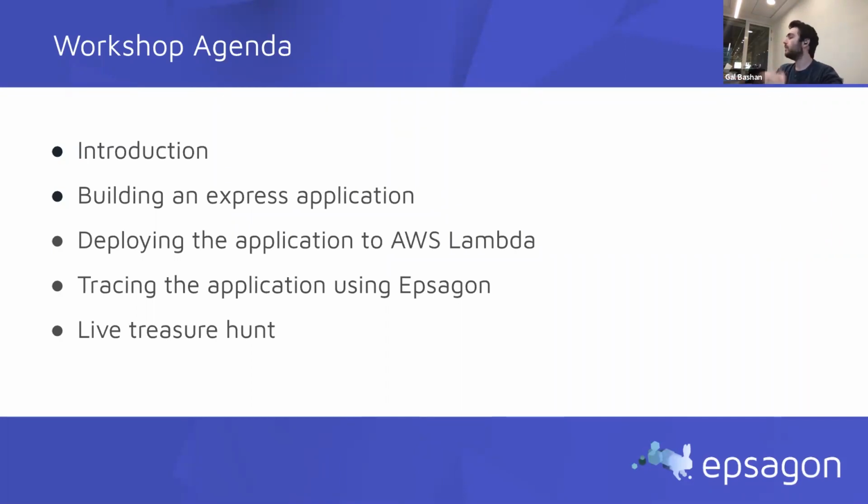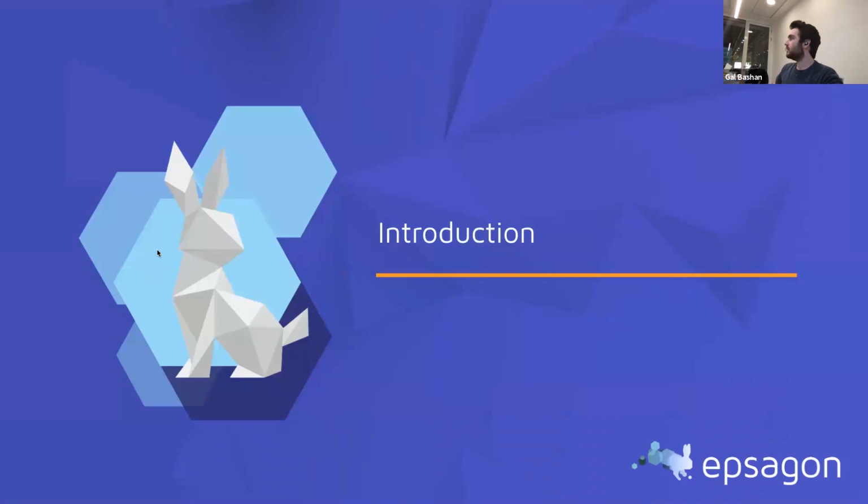Then we'll be tracing the application with Epsagon, and we're going to talk about what tracing even means in a sec, but we're going to see how we can understand how our application behaves in production with Epsagon. And then at the end, we're going to have a cool little live treasure hunt, which I hope will be fun for everyone. So let's get started quickly with the introduction.